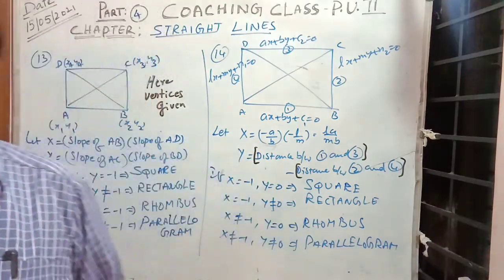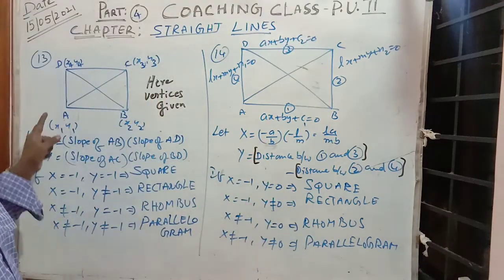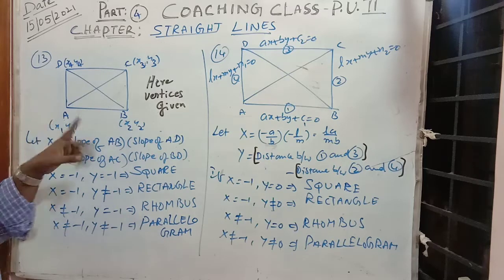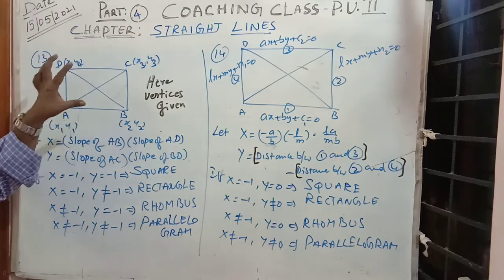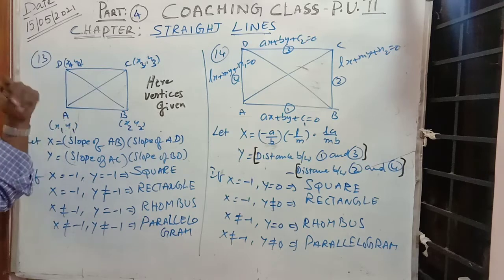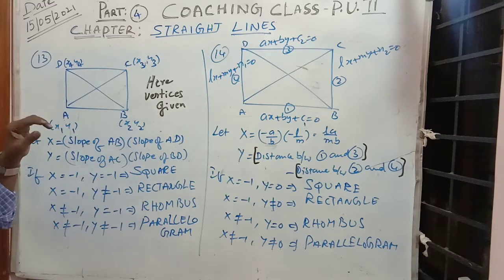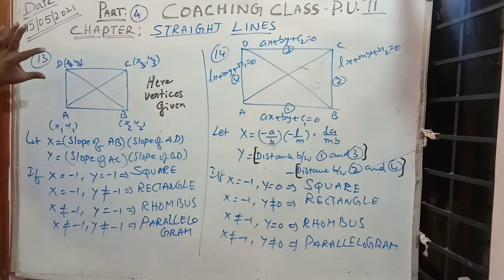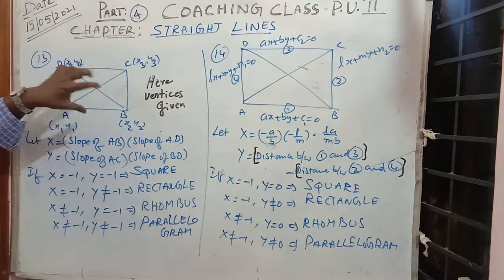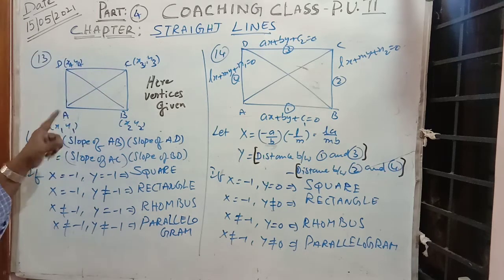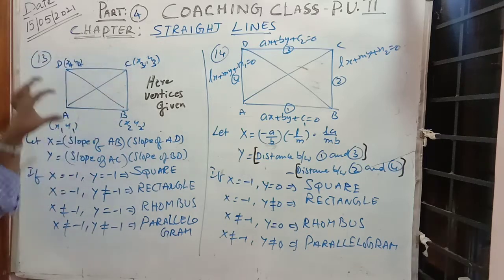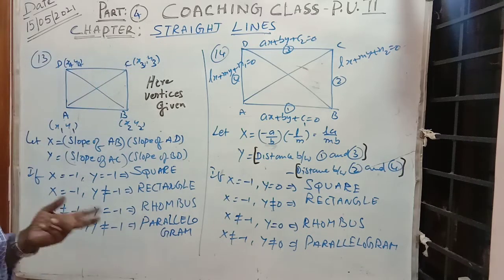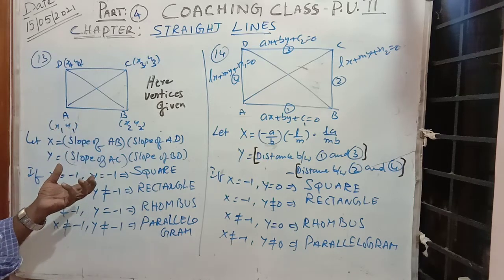But a question is given. It is asked. 4 points given, 4 vertices given. Here, for the purpose, I wrote only a rectangle. It may be a parallelogram or a rhombus or just a question. Okay, now, it is a quadrilateral. We are given 4 vertices, like that, 4 vertices given. We don't know. How can you verify?